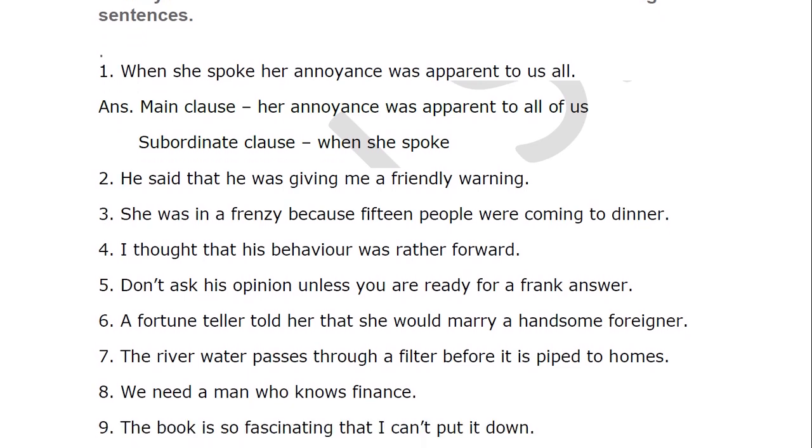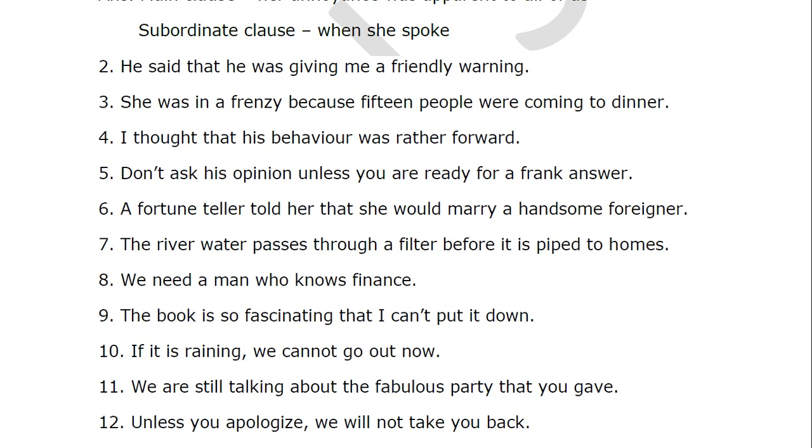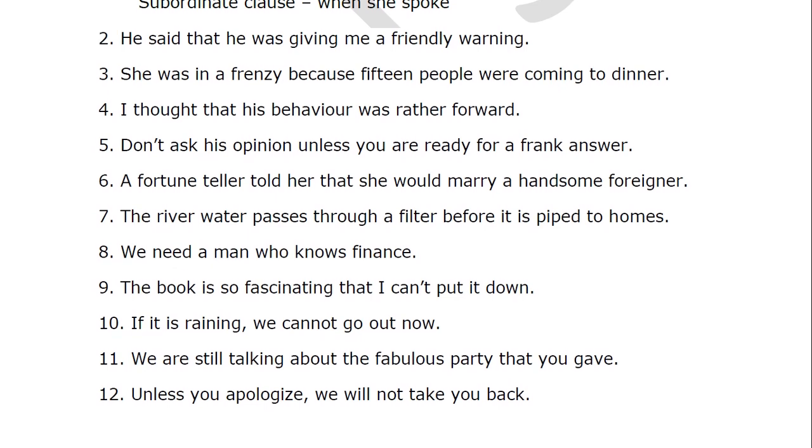I will just read it. I thought that his behavior was rather forward. Don't ask his opinion unless you are ready for a frank answer. A fortune teller told her that she would marry a handsome princess. So please remember to first start with your subordinator. The river water passes through a filter before it is piped to homes. We need a man who knows finance. The book is so fascinating that I can't put it down.